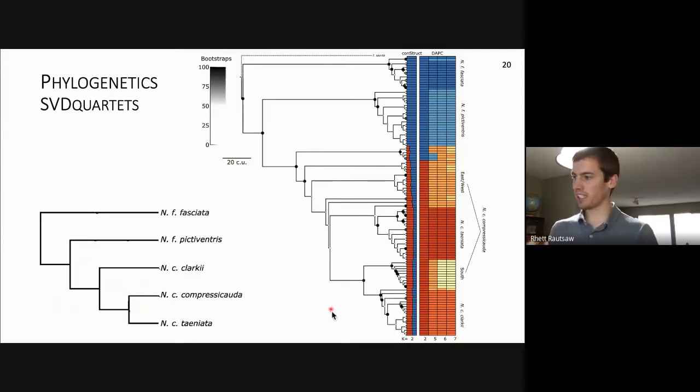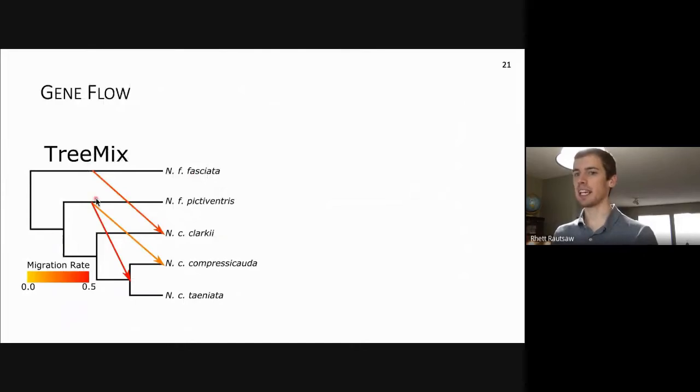And this paraphyly is likely due to the low support that we see here at the base of the tree. This could be due to gene flow, and we kind of expected it to be due to gene flow, and that's what I set out to test next. So using our DAPC k equals 5 populations, we used the program TreeMix to infer gene flow, specifically introgression among our populations. TreeMix identified a pretty large amount of introgression occurring from fasciata into Nerodia clarki at several different points of the tree.